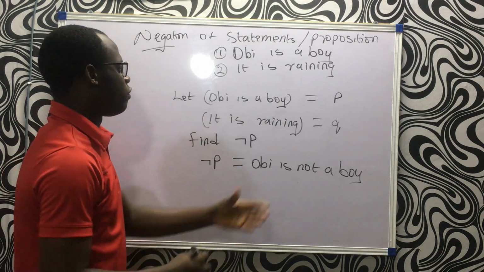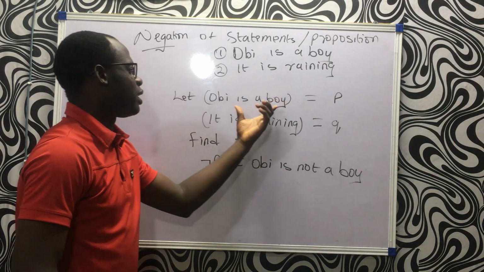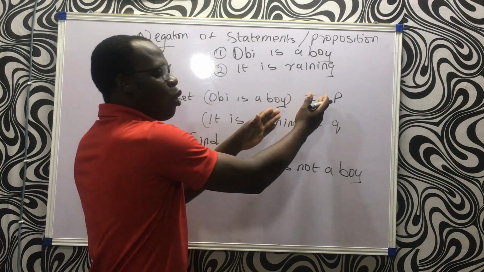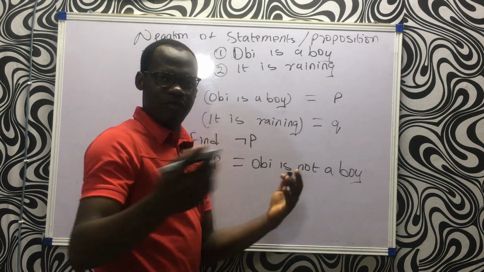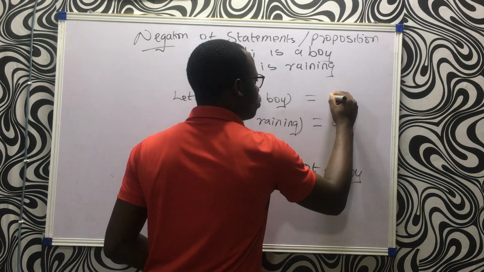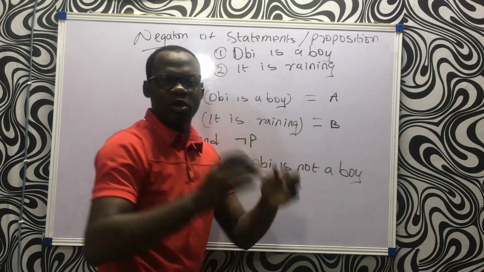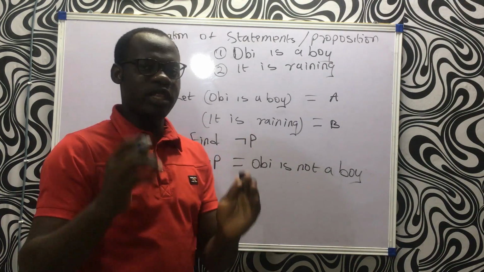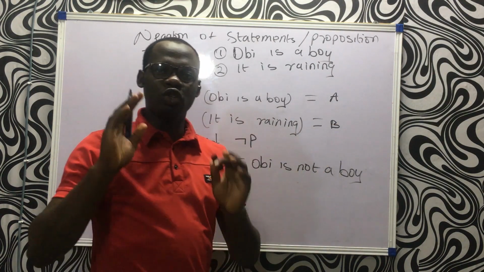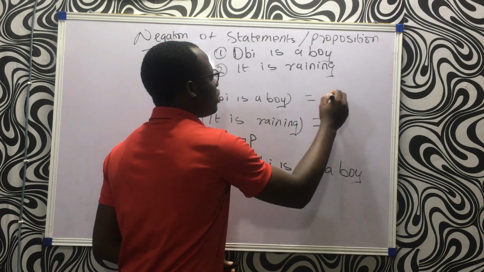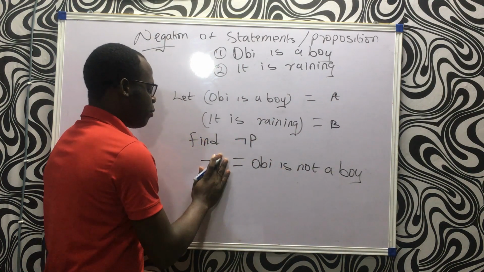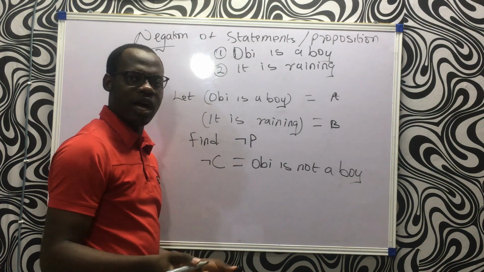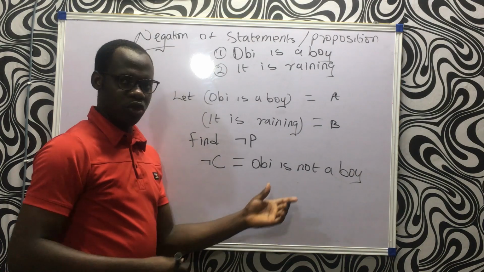So you can make use of variables to represent logic. Don't forget, just pick the statement and equate it to a variable. A variable can be A, B, C or E, depending on whatever you choose. And whenever you choose a variable, make sure you stick to it. Not after saying Obi is a boy is equal to A, you now make the variable C. You are going to have a problem, and your solution will be wrong.